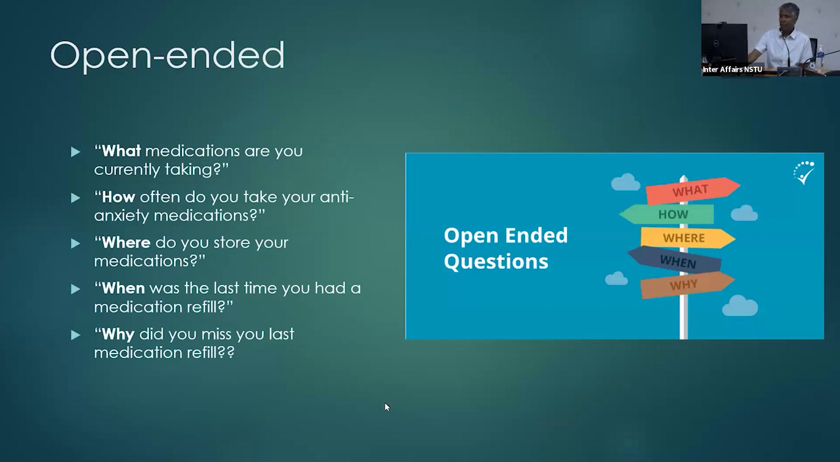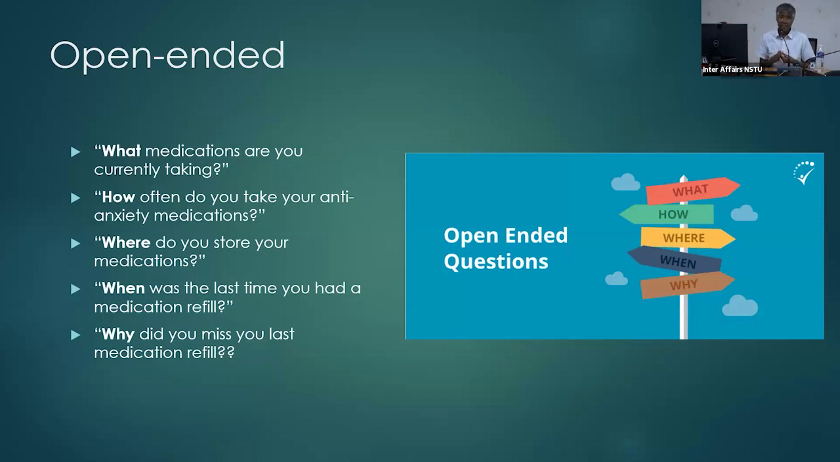So open-ended question, that's a more qualitative approach. Examples would be, what medications are you taking? How often do you take them? Where do you store them? Because there are many possible responses and we can't know all the possible answers in advance, that's when we use an open-ended question. Open-ended questions are good when the responses can be very varied, and we may not know in advance what the possible responses are.